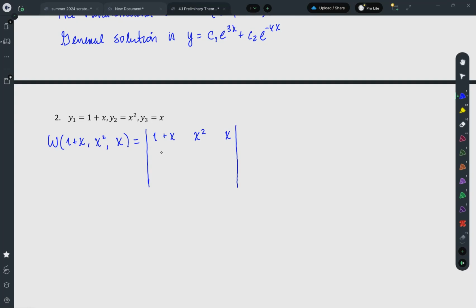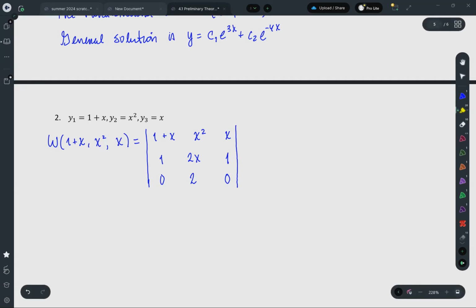In the first column, the first derivative is 1, the second derivative is 0. In the second column, the first derivative is 2x, the second derivative is 2. In the third column, the first derivative is 1, the second derivative is 2. Okay, so now I can go ahead and calculate what my determinant is going to be.